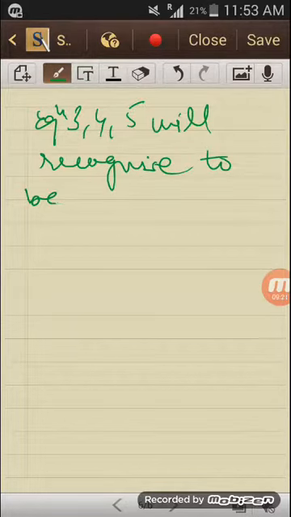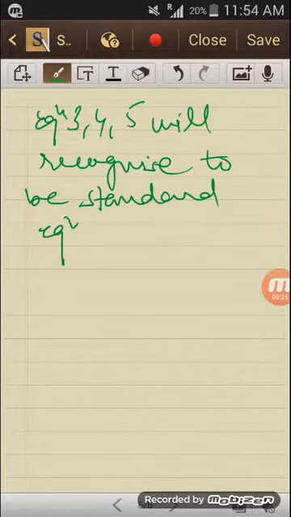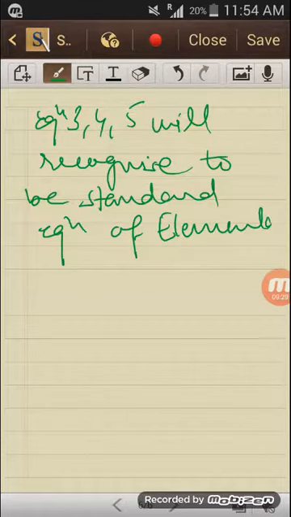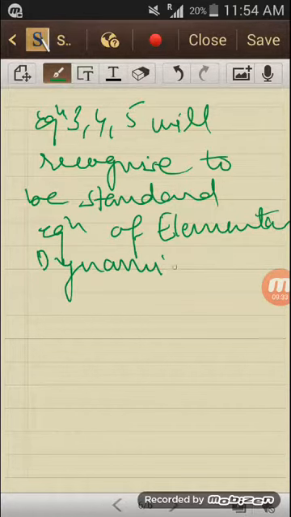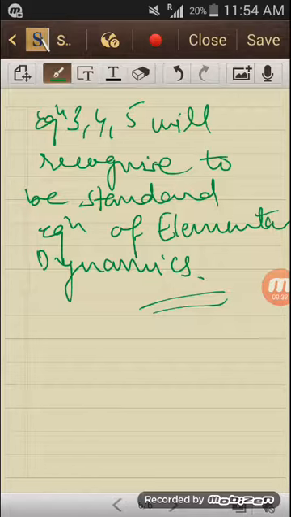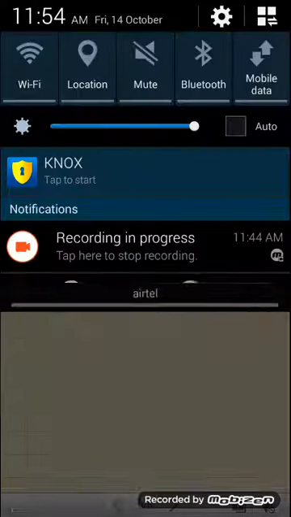the standard equations of elementary dynamics. That is the question. So this is the total thing which I have told you.